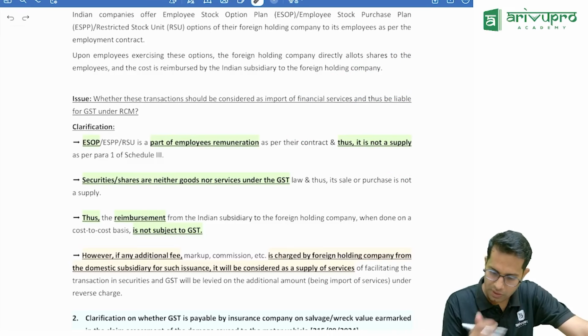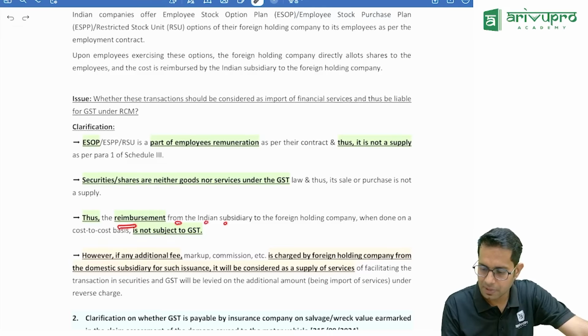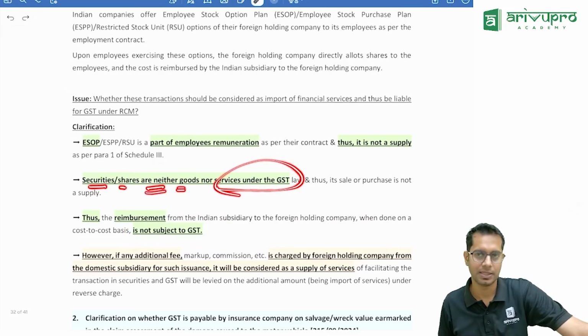So what is told, sir? The reimbursement from the Indian subsidiary company to the holding company, when it is done on a cost to cost basis, is not subject to GST. Securities or shares are neither treated as goods nor treated as services under GST.